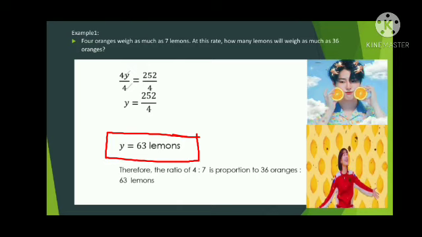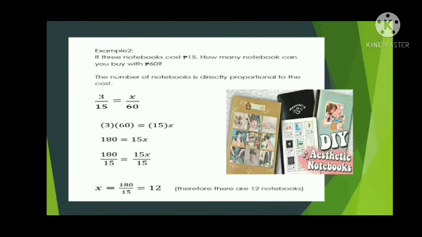Therefore, the ratio of 4 is to 7 is proportional to 36 oranges is to 63 lemons. So our final answer, Y equals 63 lemons. Okay, example number 2.